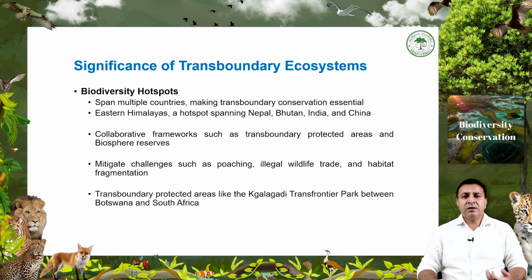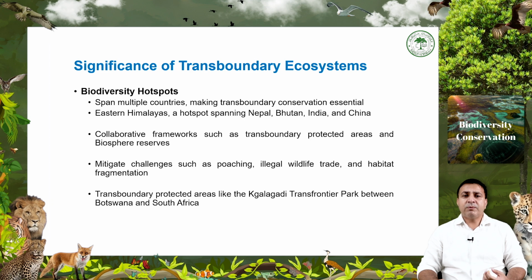A prime example of these biodiversity hotspots or transboundary conservation is the Eastern Himalayas, a hotspot spanning Nepal, Bhutan, India and China, and home to rare species like the snow leopard and red panda. So we can say protecting this biodiversity means addressing ecological needs across national boundaries. For these collaborative frameworks, such as transboundary protected areas and biosphere reserves, allow the countries to cooperate on habitat protection, resource management and law enforcement.